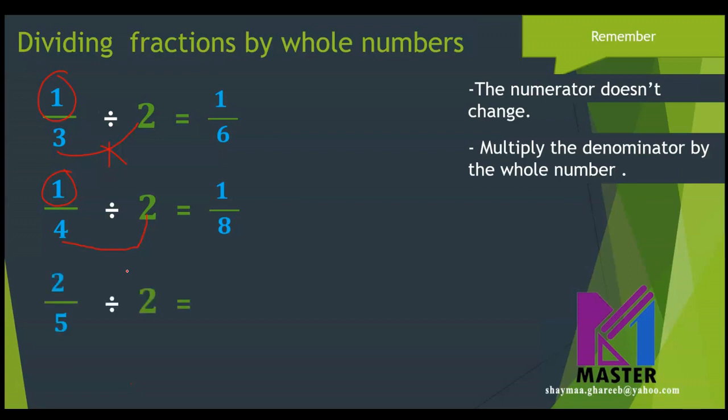Now let's do one more example. 2/5 divided by 2. Now we will keep the numerator as it is. And what about these two numbers? I'm going to multiply the denominator by the whole number. So the answer will be 2 over 10. I can also simplify this answer into the simplest form to be 1 over 5. Is this clear?